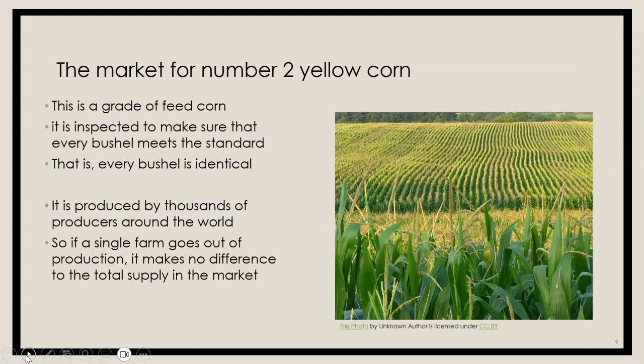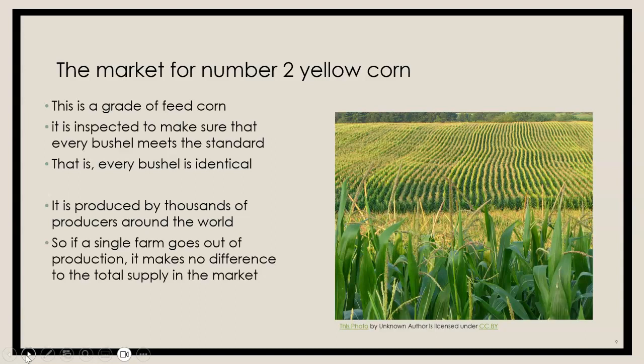Here's the classic example of a perfectly competitive "market": the market for number 2 yellow corn. Number 2 yellow corn is not the type of corn you eat, corn on the cob, or is used for making frozen or canned corn. It's feed corn. It's fed to animals. But what we mean by number 2 yellow corn is that it's feed corn that's been inspected to make sure that it meets certain quality standards. Each kernel is a certain size and weight. It only has a certain level of contaminants. It meets a whole bunch of characteristics.